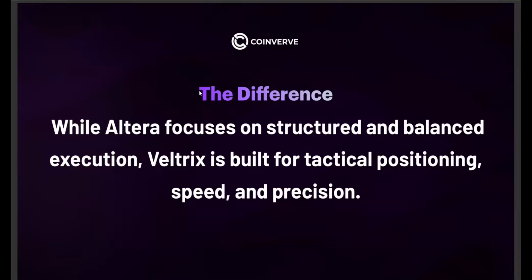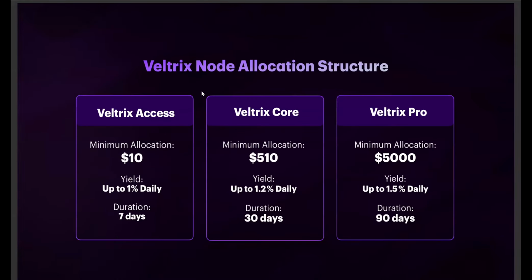Vetrix nodes are tactical execution units within the Vetrix system, designed to engage highly volatile crypto markets through short-term, high-speed strategy logic. Each node represents a focused execution layer built for rapid market response, structured participation, and disciplined tactical deployment.